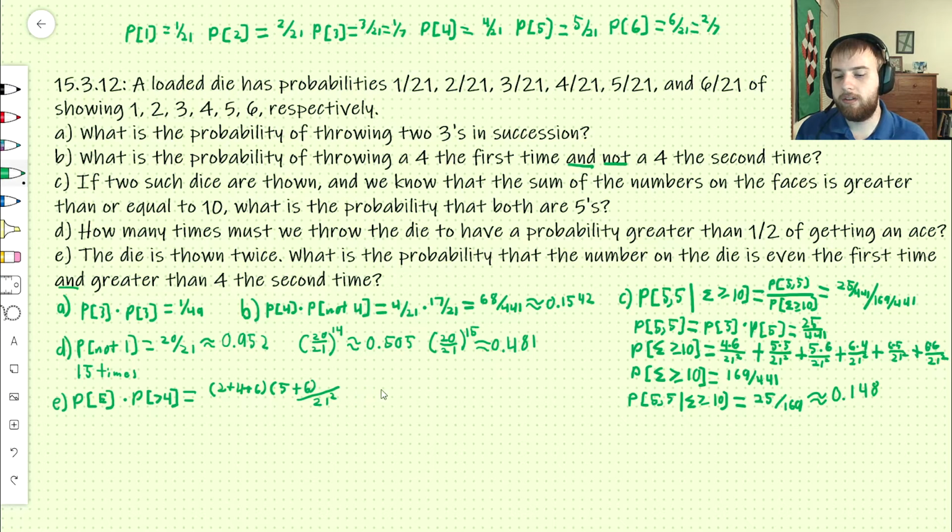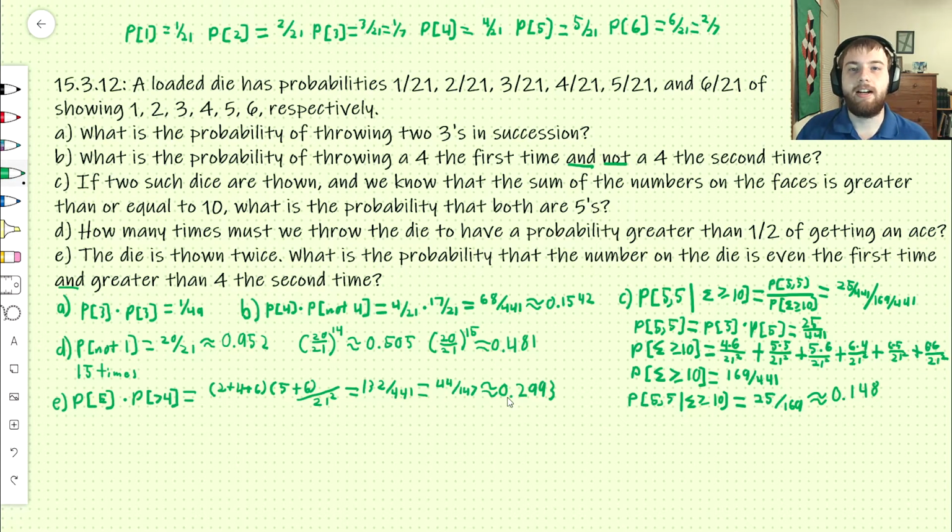So this is going to be equal to 132 over 441, which actually reduces a little bit to 44 over 147, which is then approximately equal to 0.2993. So about a third, 30%, something like that. That's not a low probability either.